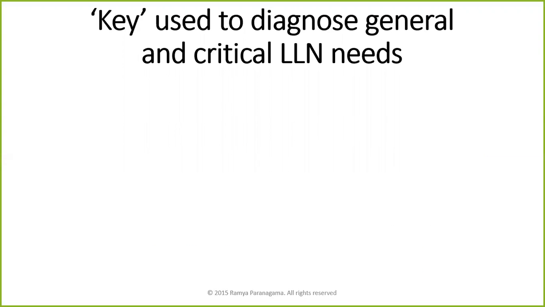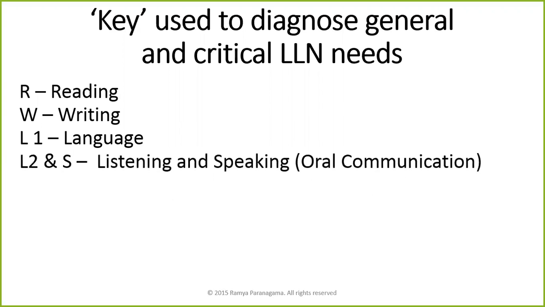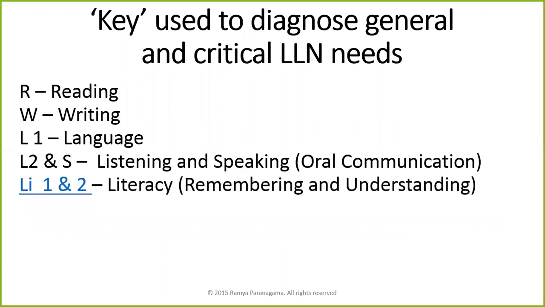Now, to identify the various elements and put the puzzle together, I'm using a key here. R is for reading, W for writing. There are 3 L words, so I'll be using L1 for the basic language, L2 and S for listening and speaking. And then the next word is LI, that is literacy.